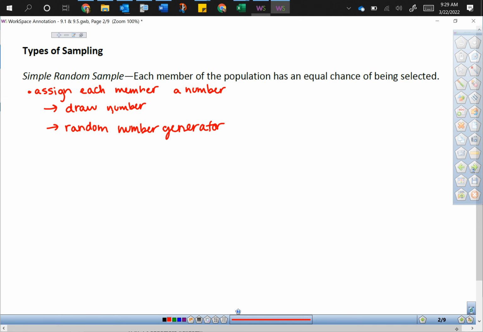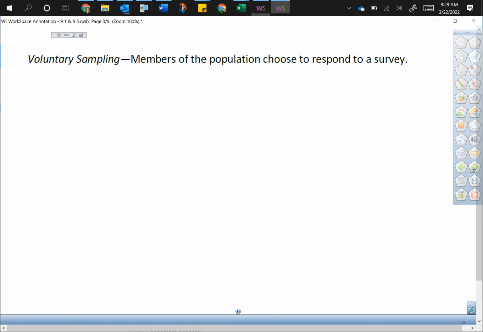The next type of sampling we're going to talk about is voluntary sampling. Voluntary sampling is when members of the population choose to respond to a survey. This is often used in media, so you have to be very careful with this. It typically provides biased results.